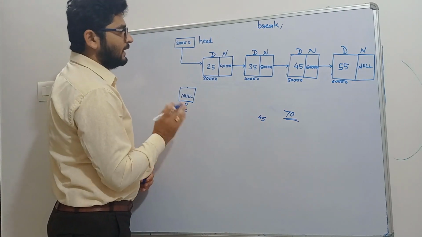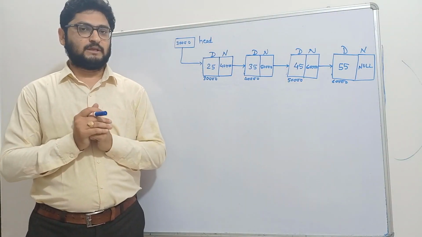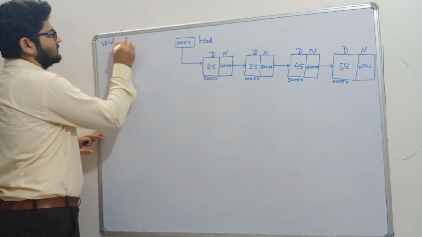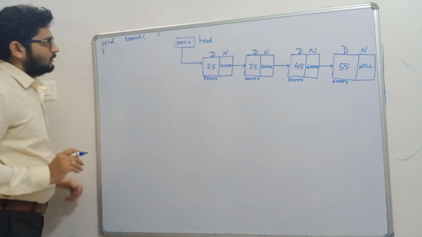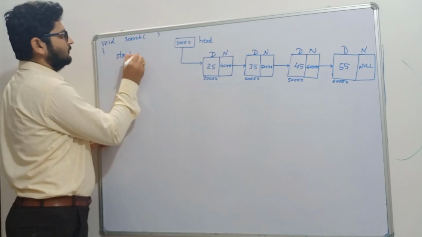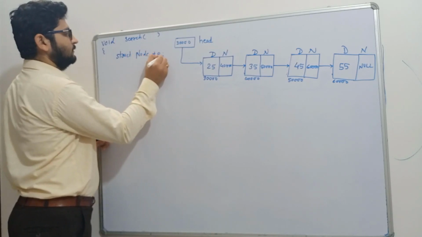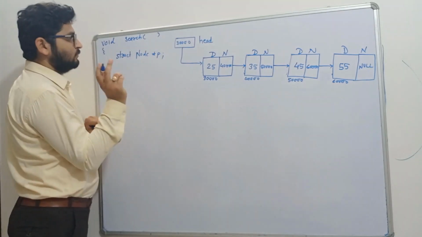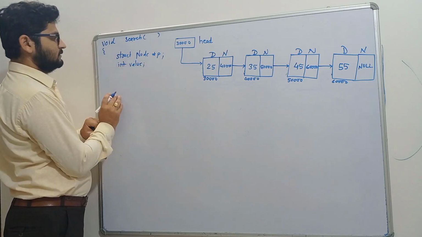Okay, so let us go for writing the code for this searching. So let us write C code for searching in the linked list. That is void search. Now in the search, first of all, we will create pointer P, struct node star p. And then we will create one more integer for storing the value which we are searching in the linked list.